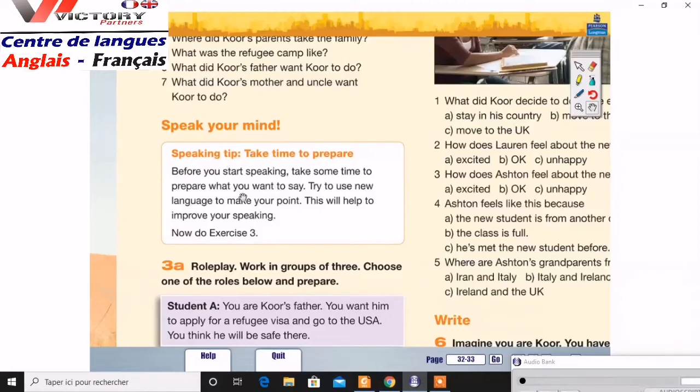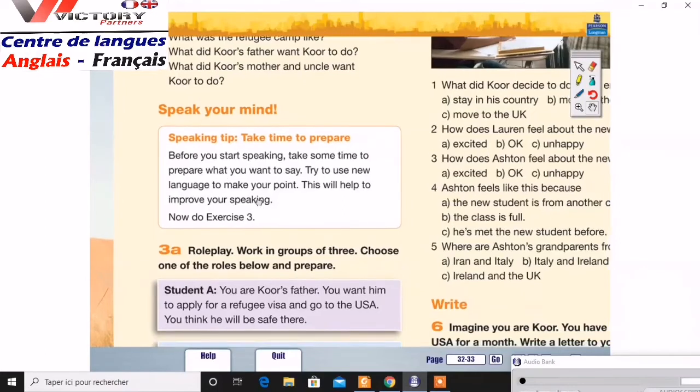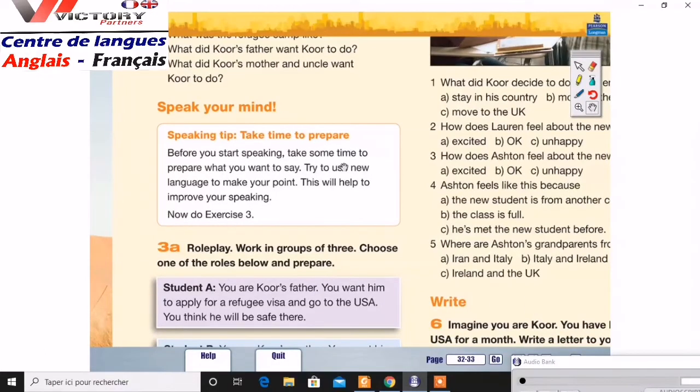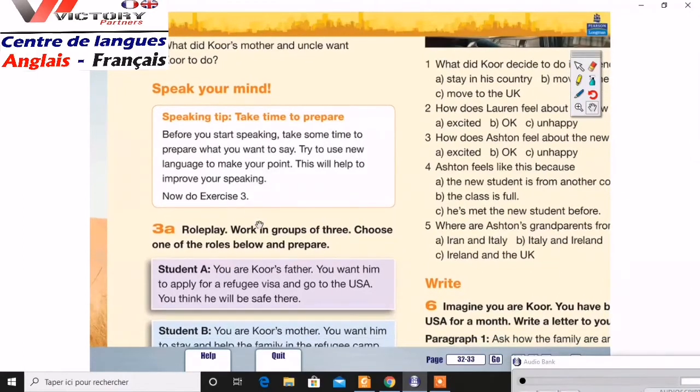Here is a tip about how to give your opinion. Before you start speaking, take some time to prepare what you want to say. This is very important. You should prepare what you want to say before you start speaking. Try to use new language to make your point. Every time you want to speak, try to use the language that you have just learned. This will help you to improve your speaking.